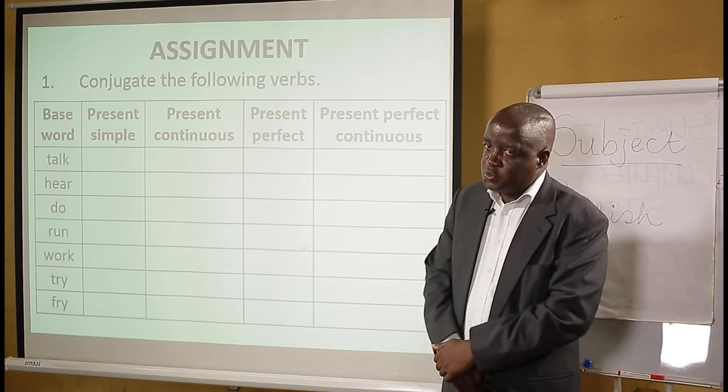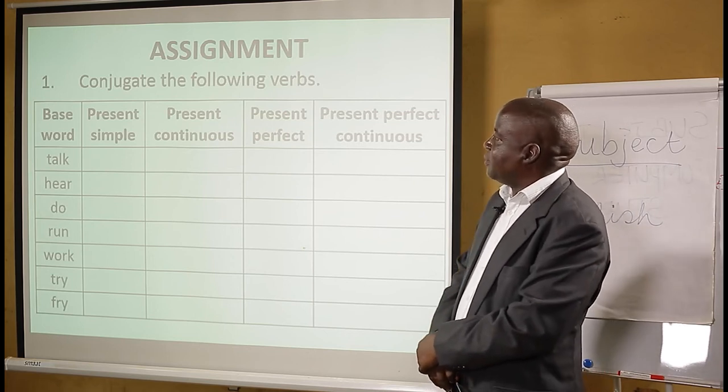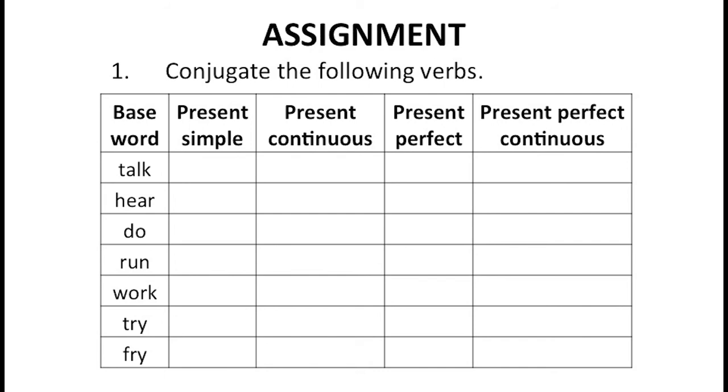You have some assignments to do that you're going to do at home yourself. Number 1, conjugate the following verbs. We have the base word, the simple present, the present continuous, the present perfect, and the present perfect continuous tenses. Now the base words are talk, hear, do, run, work, try, fry. I'll take it again: talk, hear, do, run, work, try, fry.